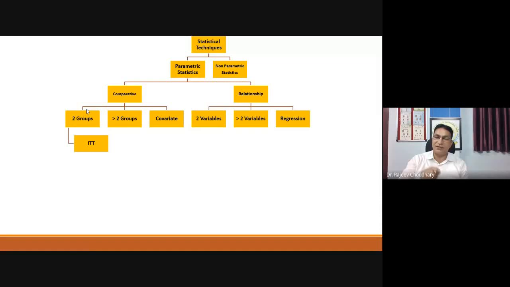This independent t-test is known by four different names. One name is in front of you, independent t-test. Another name is student t-test. In few books, in few literature, you will find this by the name student t-test. Third name is simple t-test. Fourth name is unpaired t-test. Again, I repeat all four names of this t-test: independent t-test, simple t-test, student t-test, and unpaired t-test.